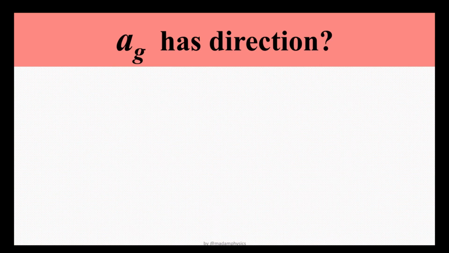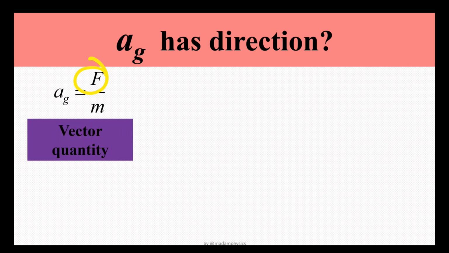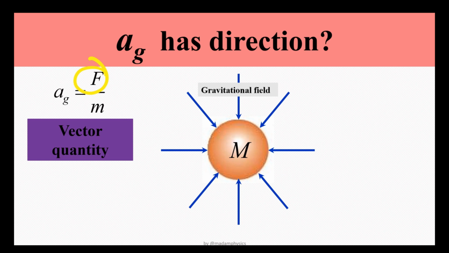Next, we want to see whether Ag has direction or not. Since the formula of Ag is force over test mass and F is a vector quantity, therefore Ag is a vector quantity. For those who don't remember what a vector quantity is, it's a quantity that has magnitude and direction. If you remember the diagram of point mass with arrows around it, the arrows show the direction of gravitational field strength pointing towards the center of point mass.